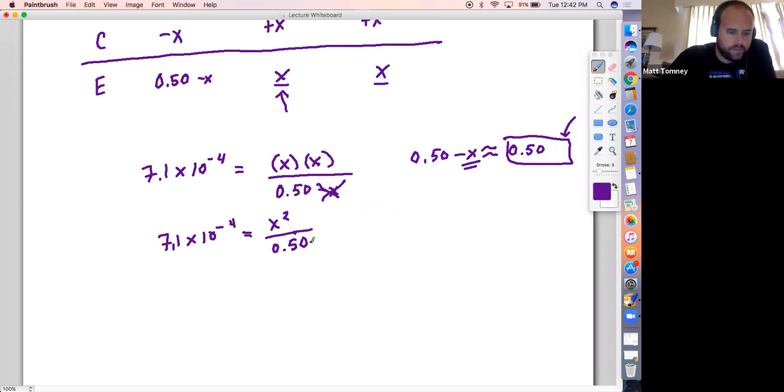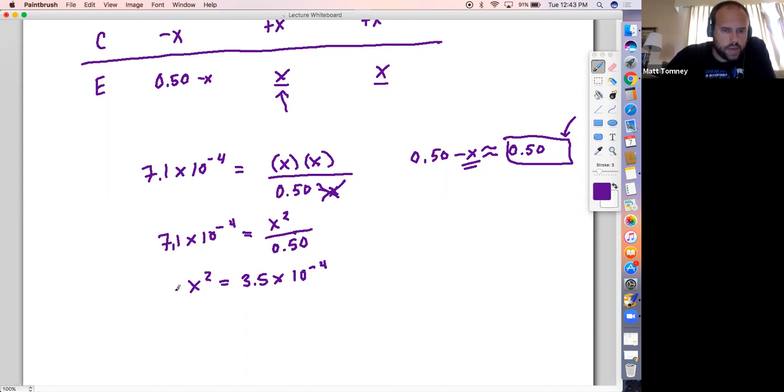I multiply both sides by 0.50, and if I do that, I would end up with x squared equal to a value, and I can take the square root, right? So in that case, x squared is going to be equal to 3.5 times 10 to the minus fourth. Okay? That came simply from multiplying 0.5 to each side.